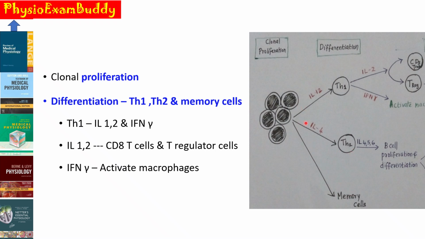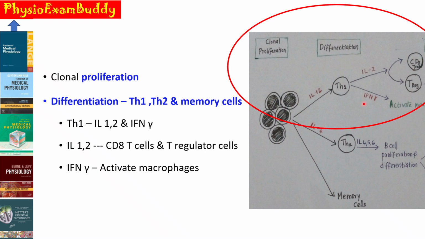But for cell mediated immunity, you should only know this portion, that is after clonal proliferation, differentiation will occur into the Th1 cell, that is Th1 will produce interleukin 2 as well as interferon gamma, whereas the interleukin 1 as well as interleukin 2 will proliferate into the CD8 cell and T regulatory cells, whereas the interferon gamma will activate the macrophages.